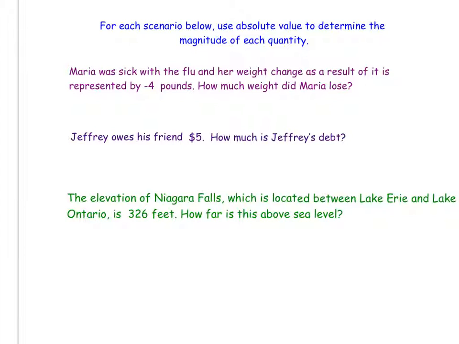So for each scenario below, use absolute value to determine the magnitude. So again, the magnitude is just another way of saying the absolute value. It's a way that we can describe the number. So Maria was sick with the flu and her weight changed as a result, represented by -4 pounds. So we know that she lost 4 pounds. So how much weight did she lose? She lost 4 pounds.